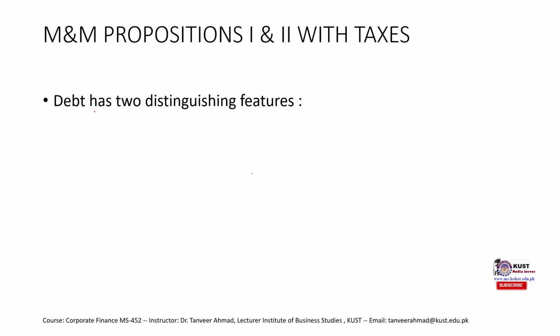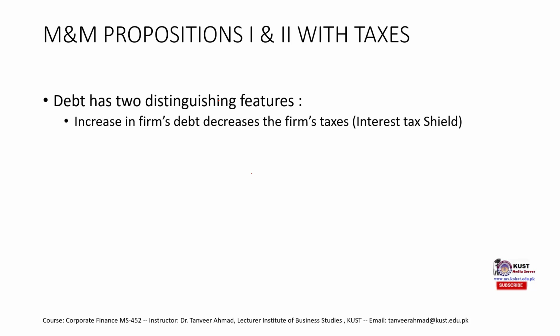So this theory has two distinguishing features. The first one is that when we increase debt, the increase in the firm's debt decreases the firm's taxes, which we call interest tax shield. What we mean by interest tax shield is that due to interest, we would have to pay lesser taxes, and I would numerically demonstrate this idea in a while. But keep this in mind that due to interest expense, the tax expense would reduce.